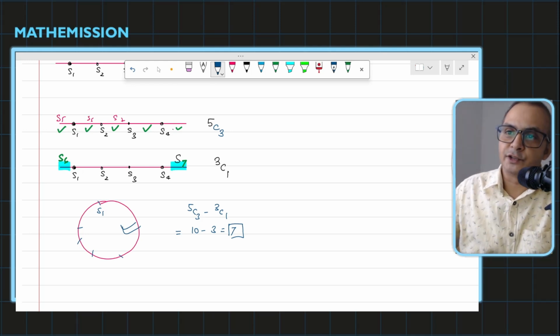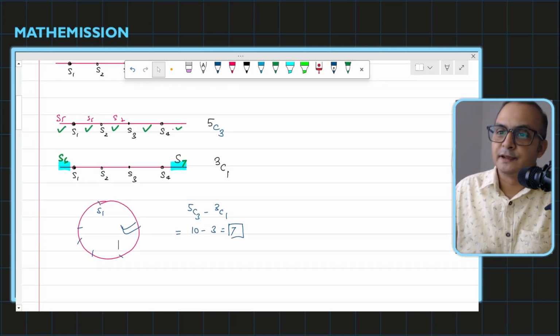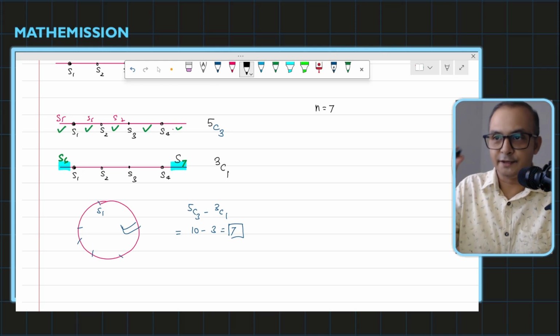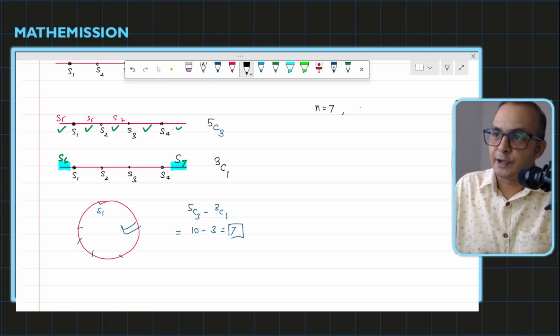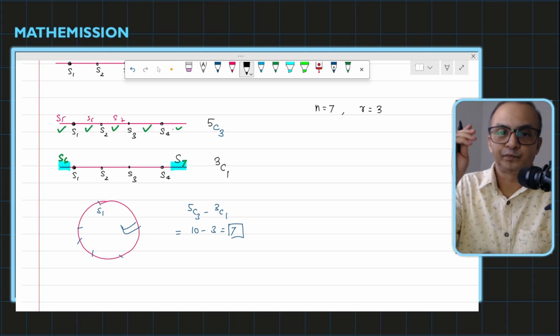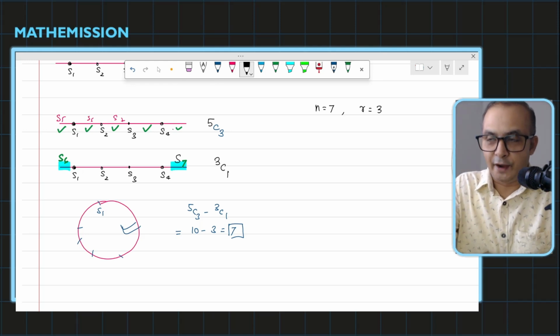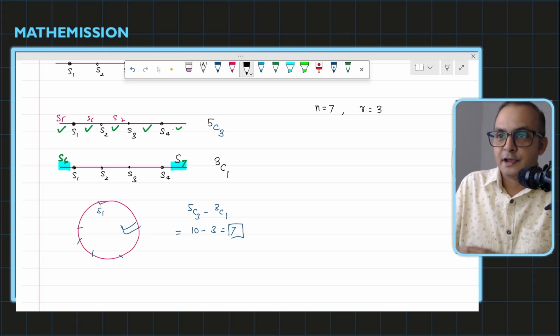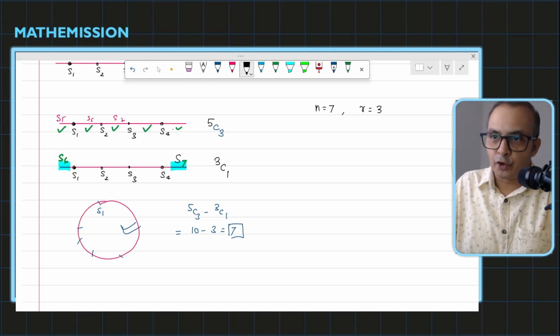So what we did actually, I had this for circular, I had n equal to 7 because I have 7 total points, and I have to make the choice of r non-consecutive points. That means 3 non-consecutive points, so I will call it r. So how is this 5C3 coming in terms of n and r?